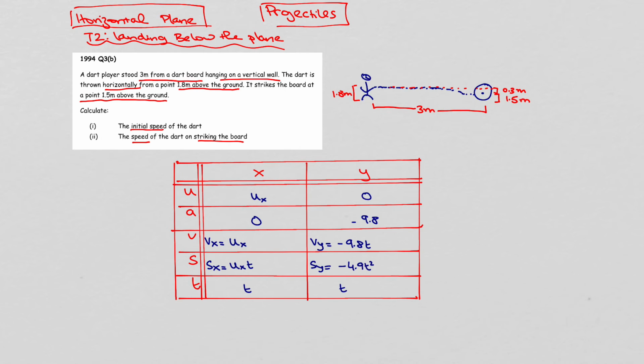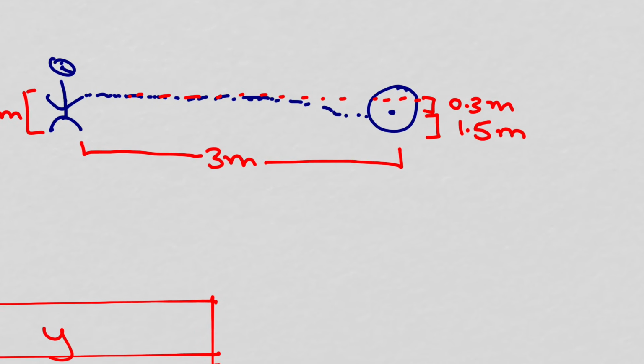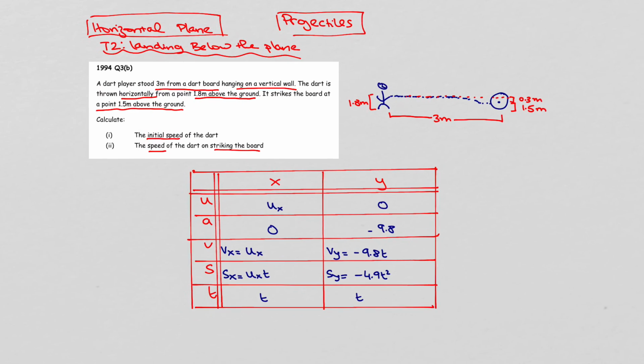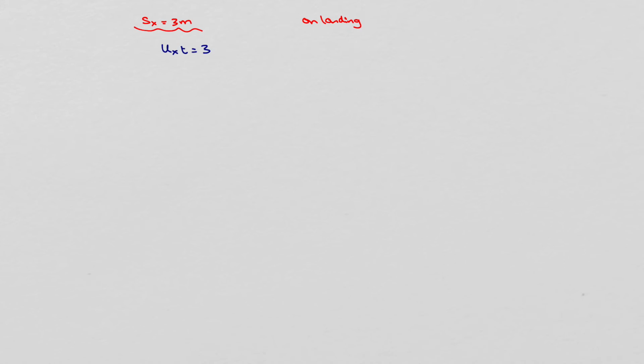So that means that S of X is equal to 3 metres, so U of X times t is equal to 3. But we also know that on landing, the dart is landing in a downward direction, so it's landing below the plane. If we look at our diagram, it's landing 0.3 below the plane, so that would be a negative 0.3. So we say S of Y is equal to minus 0.3.